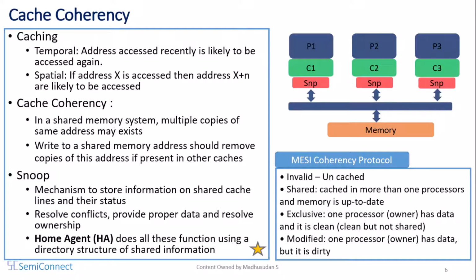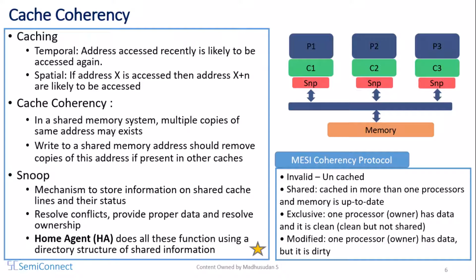Caching exploits what is called temporal and spatial redundancy, wherein if the CPU is addressing a certain address, then it is very likely that the same address would be accessed again in the future, right? So that's called the temporal aspect. And then there is a spatial aspect where if an address X is accessed, then it is very likely that the following addresses X plus N are likely to be accessed. So there are benefits in caching this data.